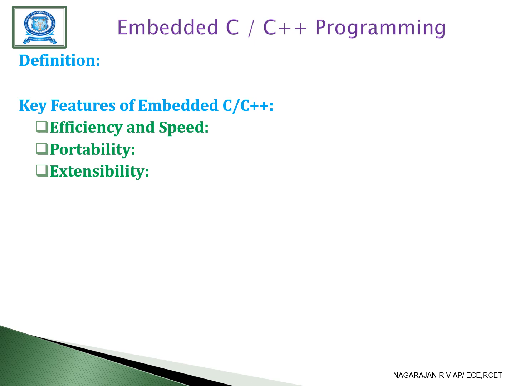And next one is extendability. C++ adds object-oriented programming features like classes, inheritance, and polymorphism, which can be used to design more modular and scalable embedded software.